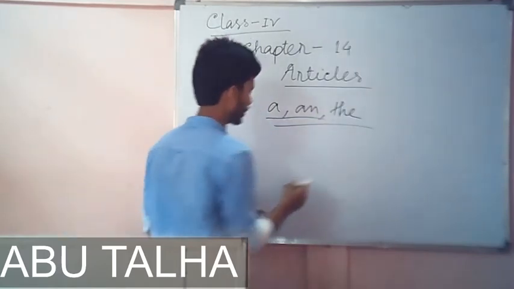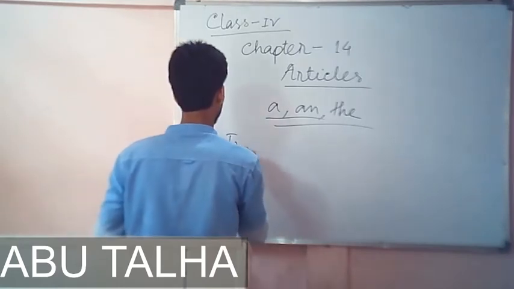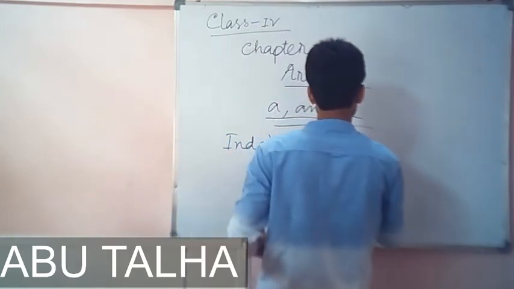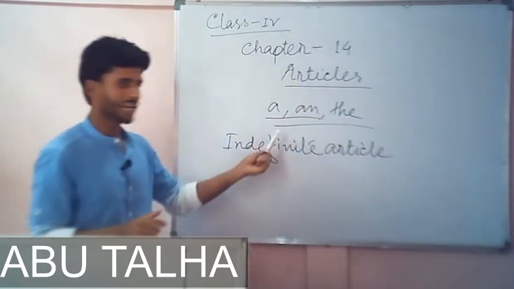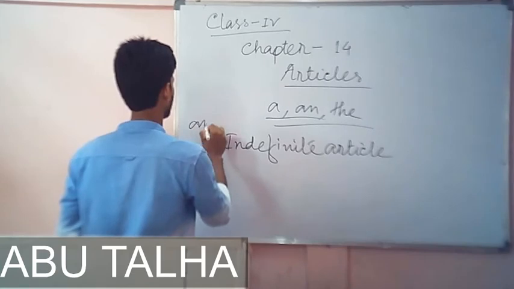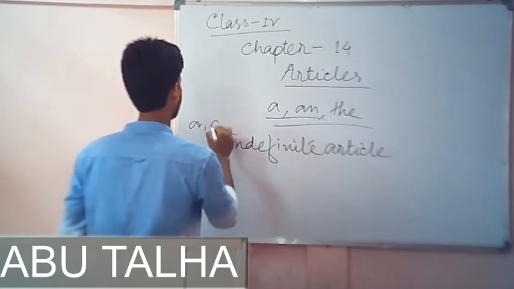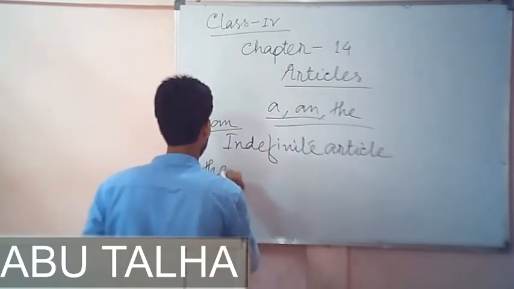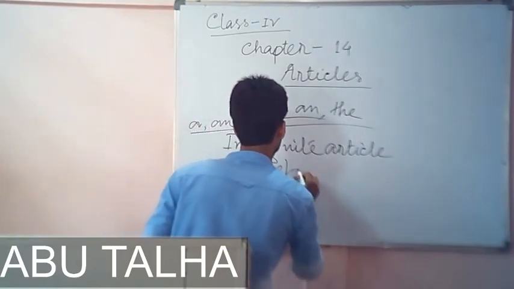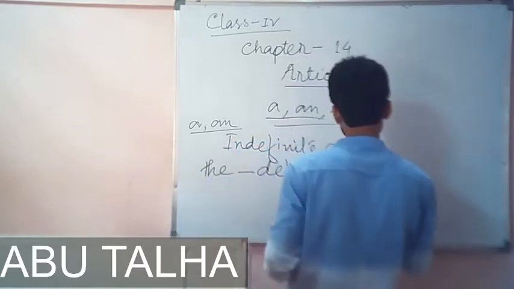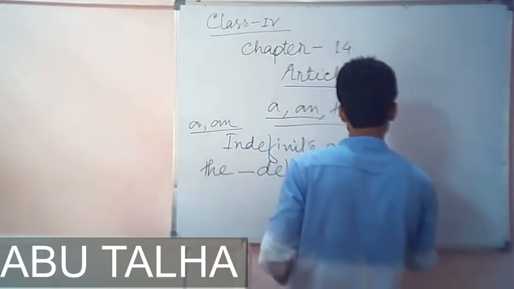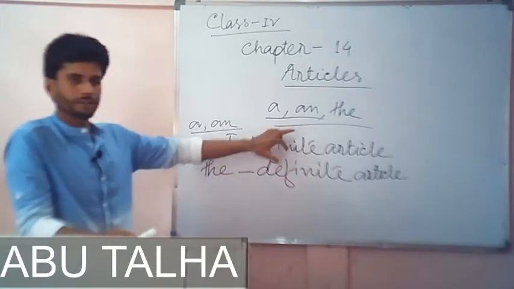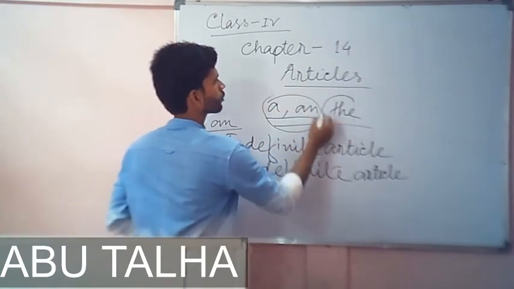These two, a and an, are called indefinite articles, and the is called the definite article. A and an, these two are called indefinite articles, and the is called the definite article.